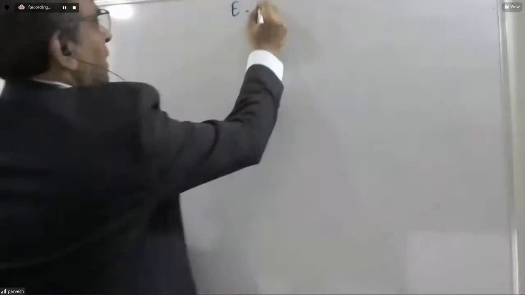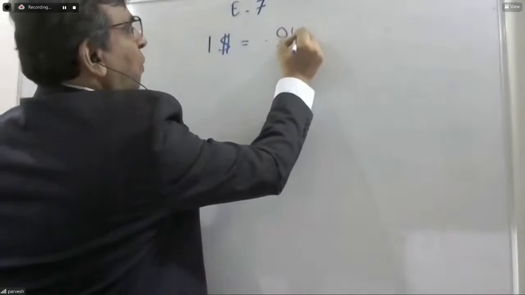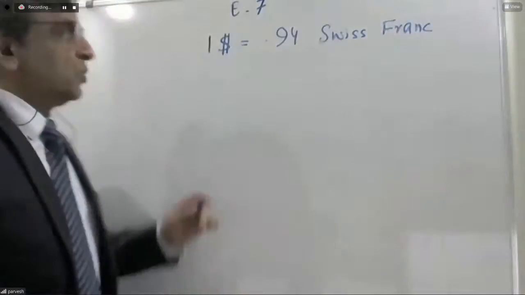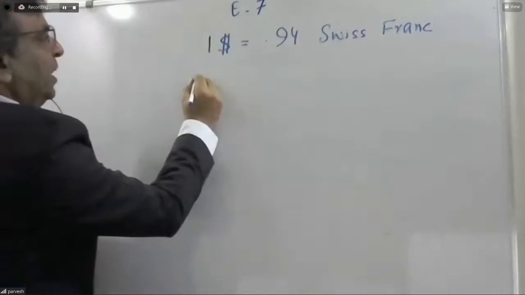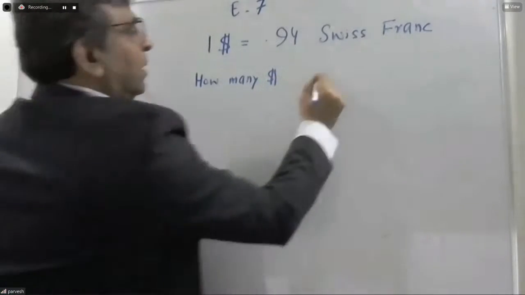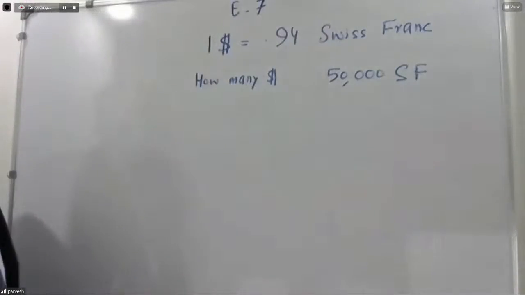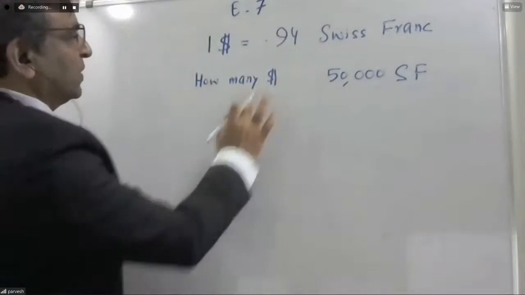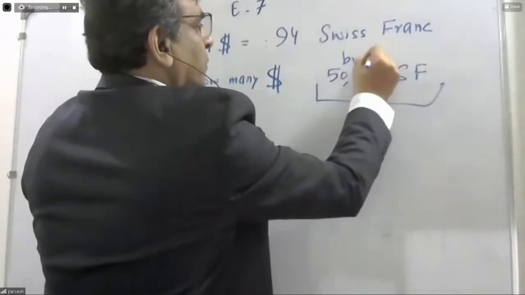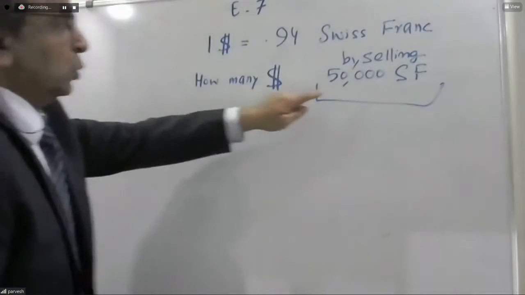Yeah. So let's do a little bit. This one is a little tricky. Okay. So $1 is equal to 0.94 Swiss franc. It is given that $1 is equal to 0.94 Swiss francs. So how many dollars we get by selling 50,000 Swiss francs? Now, in this case, the quote is in dollars, but we want to sell Swiss francs.